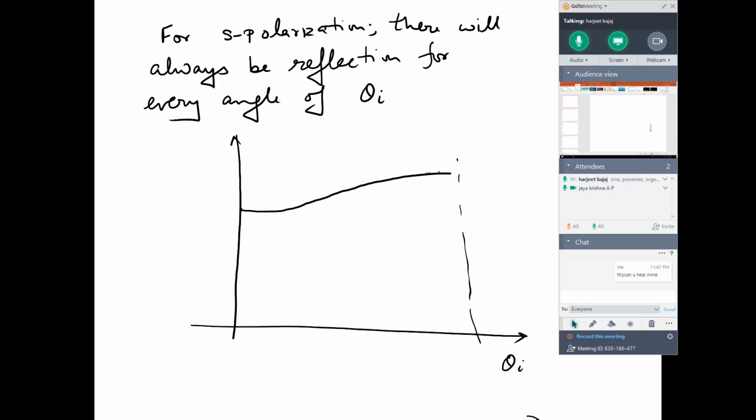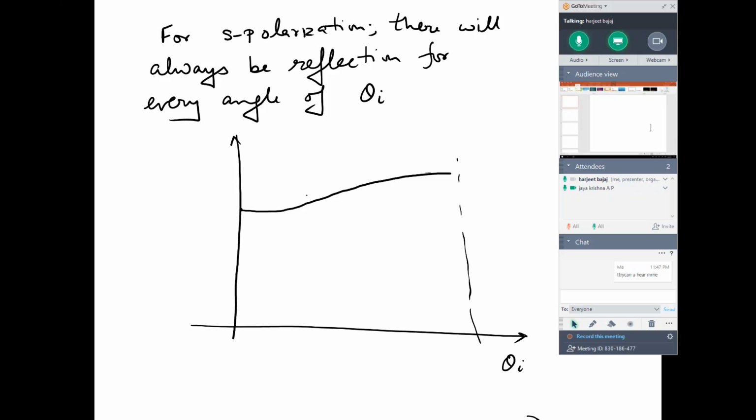I give you a problem to just compute and appreciate this. Just take silicon, for example, and calculate the reflection as you go to different angles for a silicon wafer. But for S polarization, if the medium is not magnetic, if mu1 is equal to mu2 is equal to mu naught, there would always be reflection which would happen.